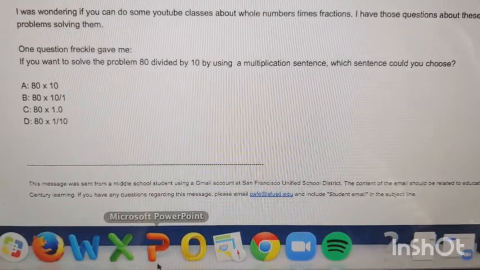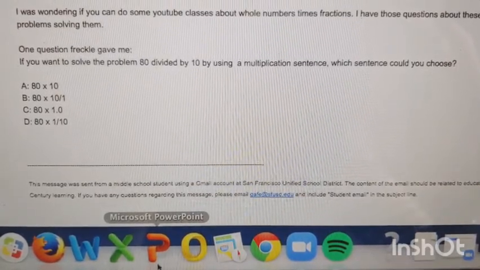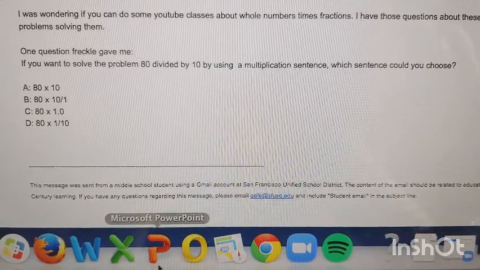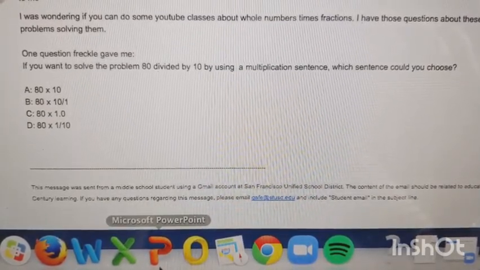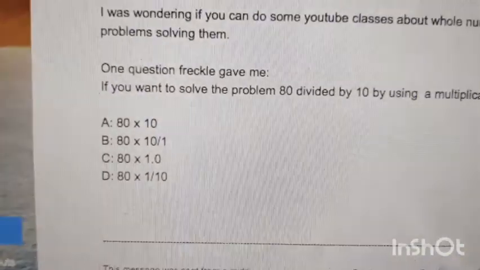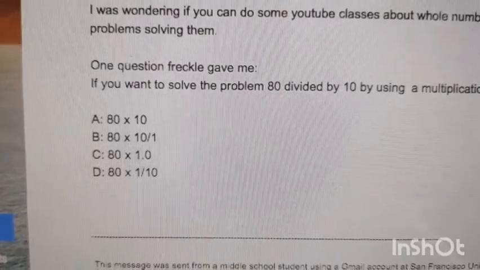All right, the first question that we have is from Freckle. It says, if you want to solve the problem 80 divided by 10 by using a multiplication sentence, which sentence could you choose? And it gives you 4 options. So let's talk through this problem together.